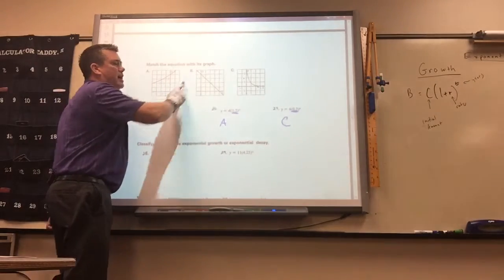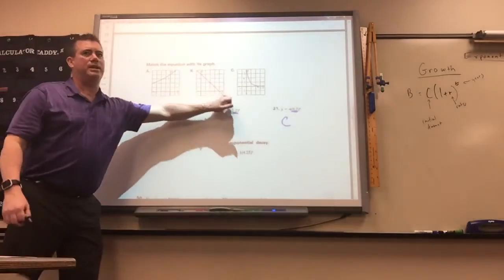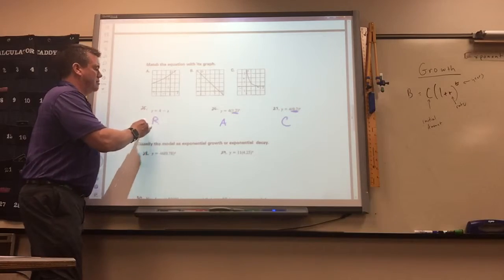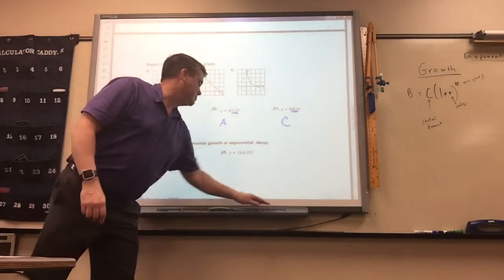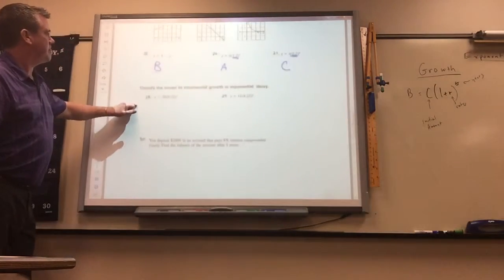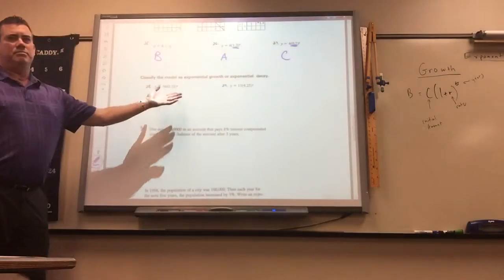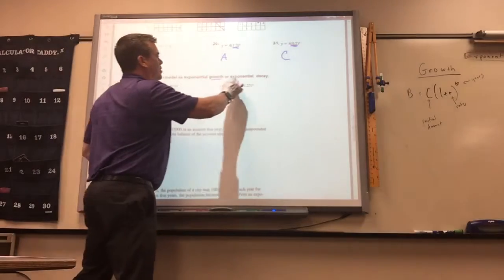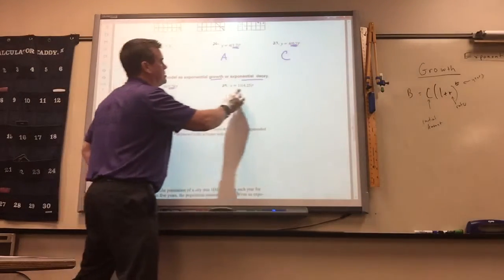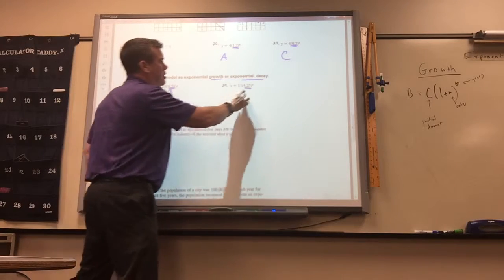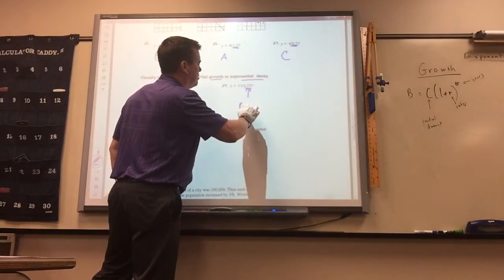And this one's a straight line. Remember how you can tell if something's a straight line in an equation? No exponents. So that's B. So then these, just like we just did, to say whether they're growth or decay, all you look at is these numbers. Less than 1, so it's decay. Greater than 1, so it's a growth.